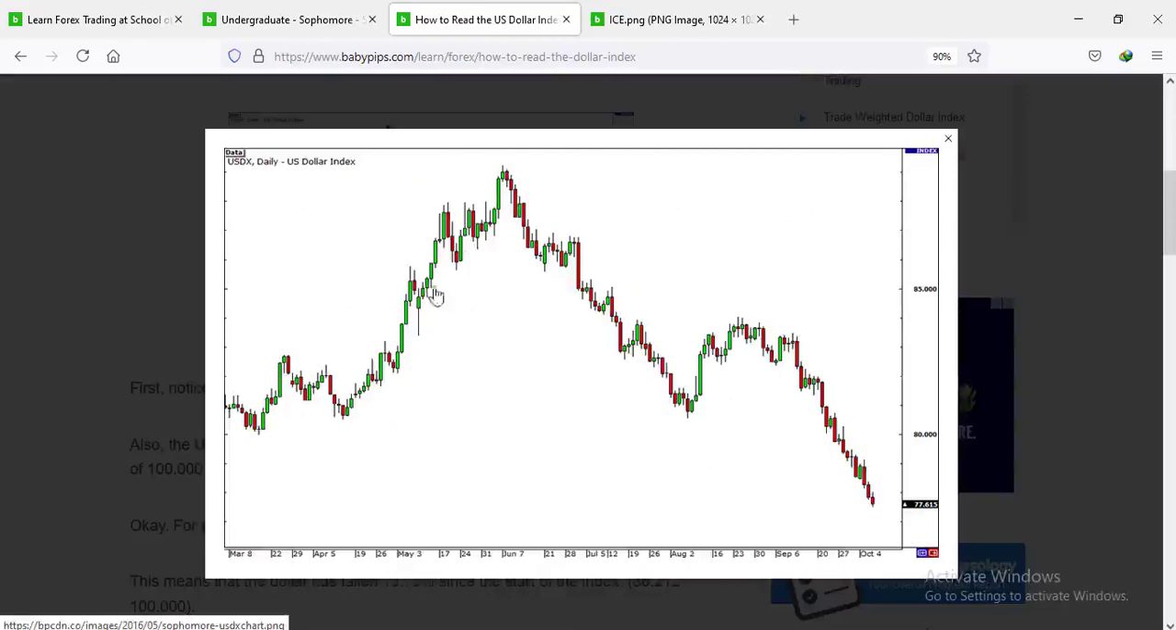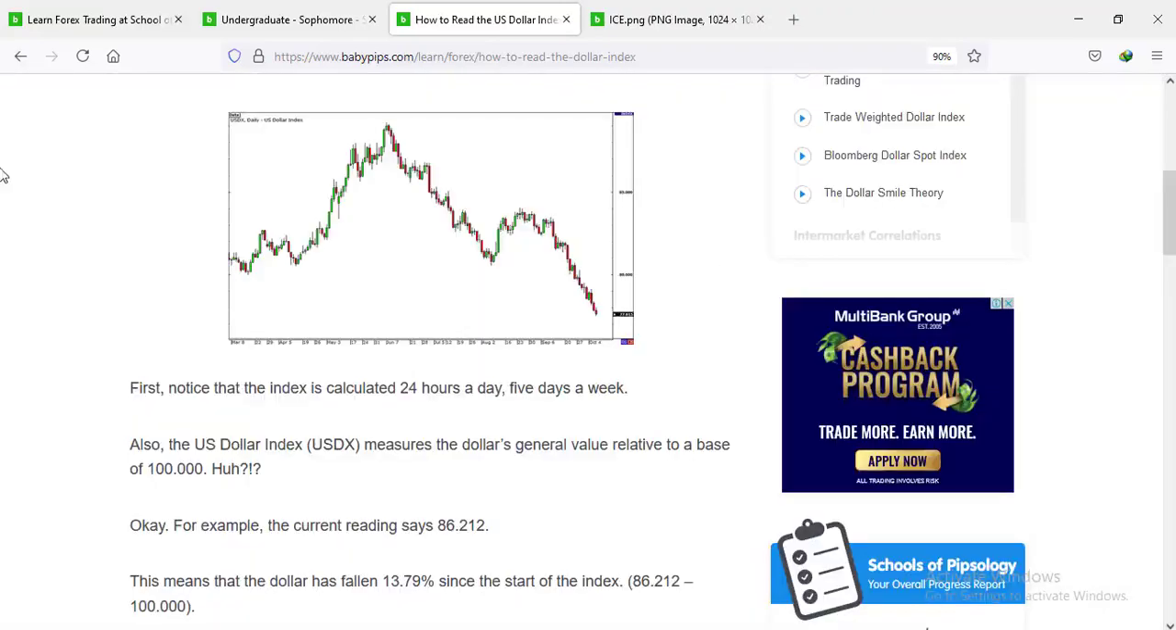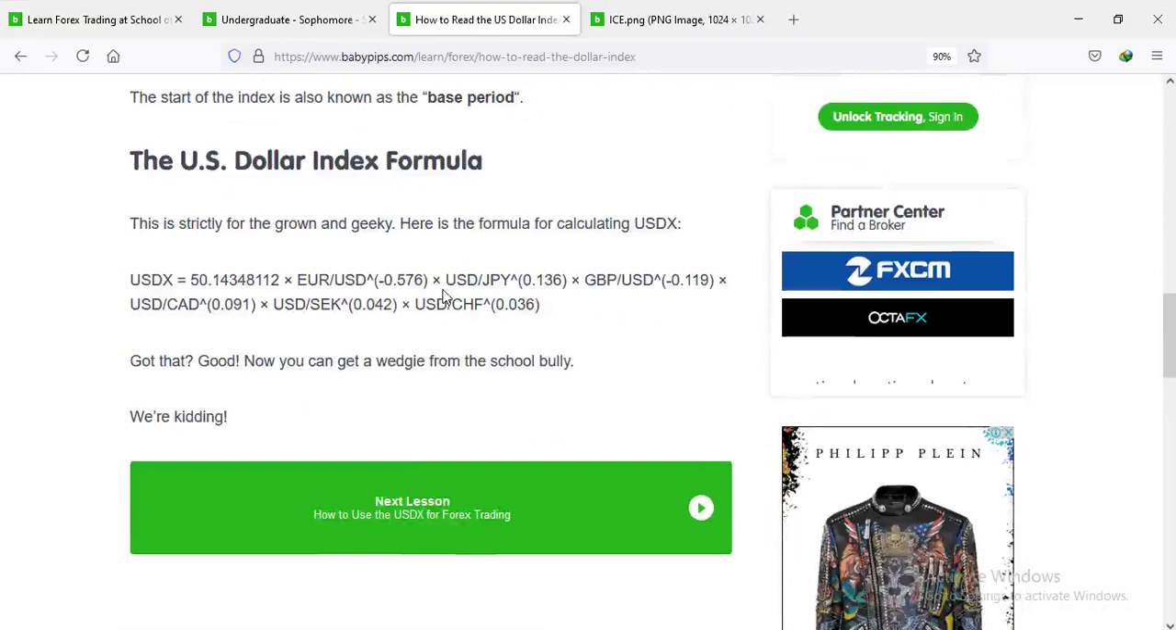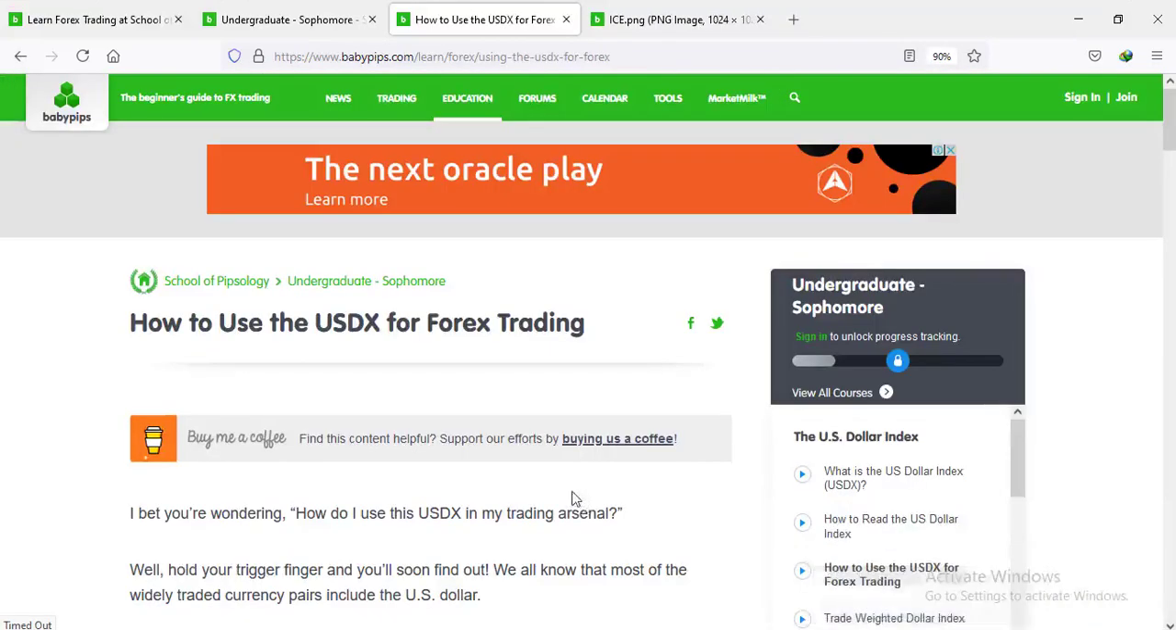Okay, so when you look at your US dollar index chart, you know what it's doing. Lower low, lower high, lower low, lower high. So the US dollar index is weak. That's basically what it is. So let's go to the next lesson that says how to use the USDX for forex trading.